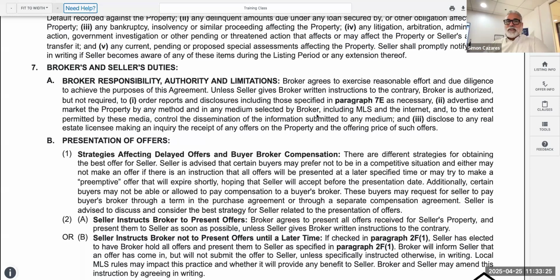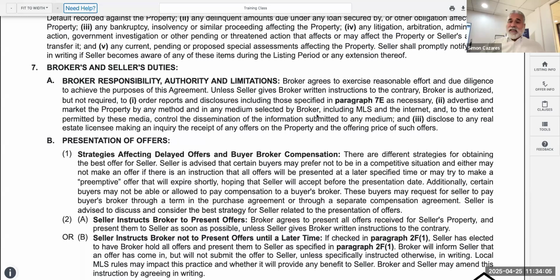Well, that's not the case, because under paragraph 7A, it says full disclosure to any real estate licensee making an inquiry, the receipt of any offers. Do you have any offers on the property and the offering price of such offers? So I can ask the listing agent, and if they say, no, I'm not privileged to give you that, and I ask why, then you can reference it back: well, I have to disagree with you because under paragraph 7A, it says you are supposed to let me know.